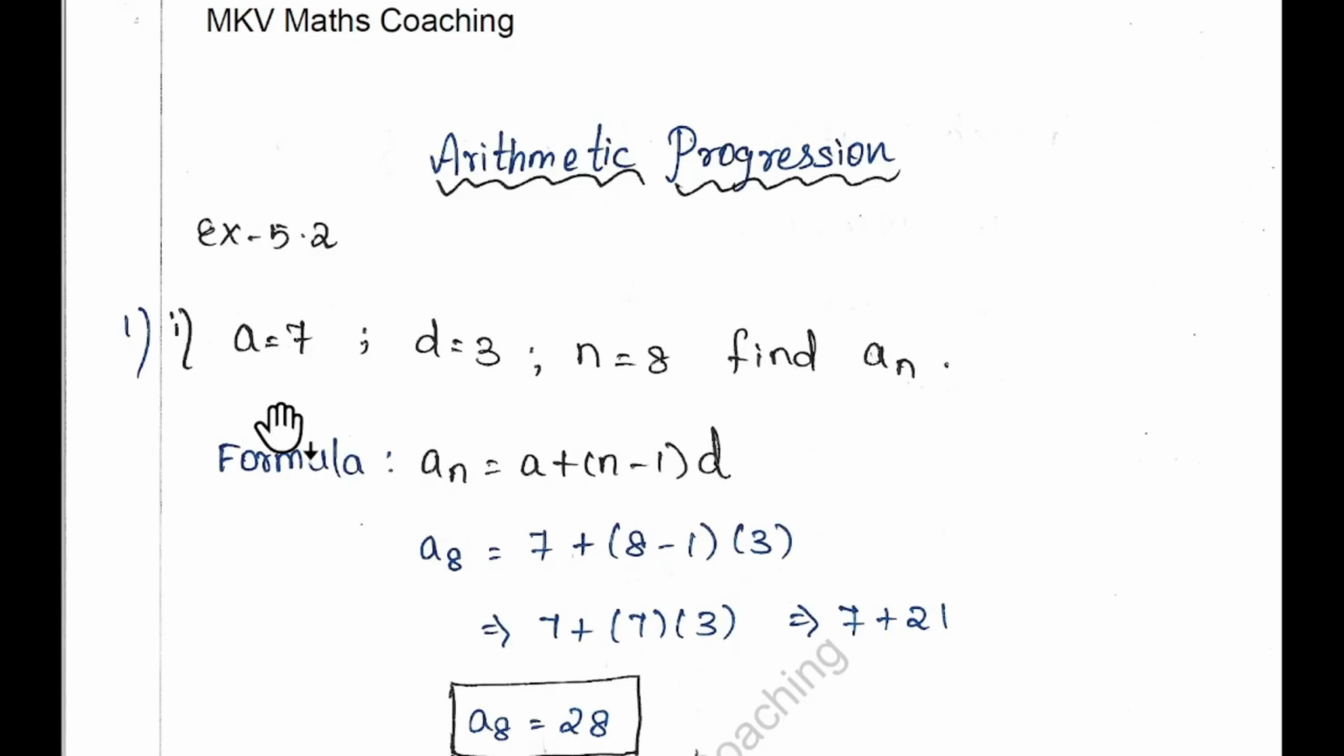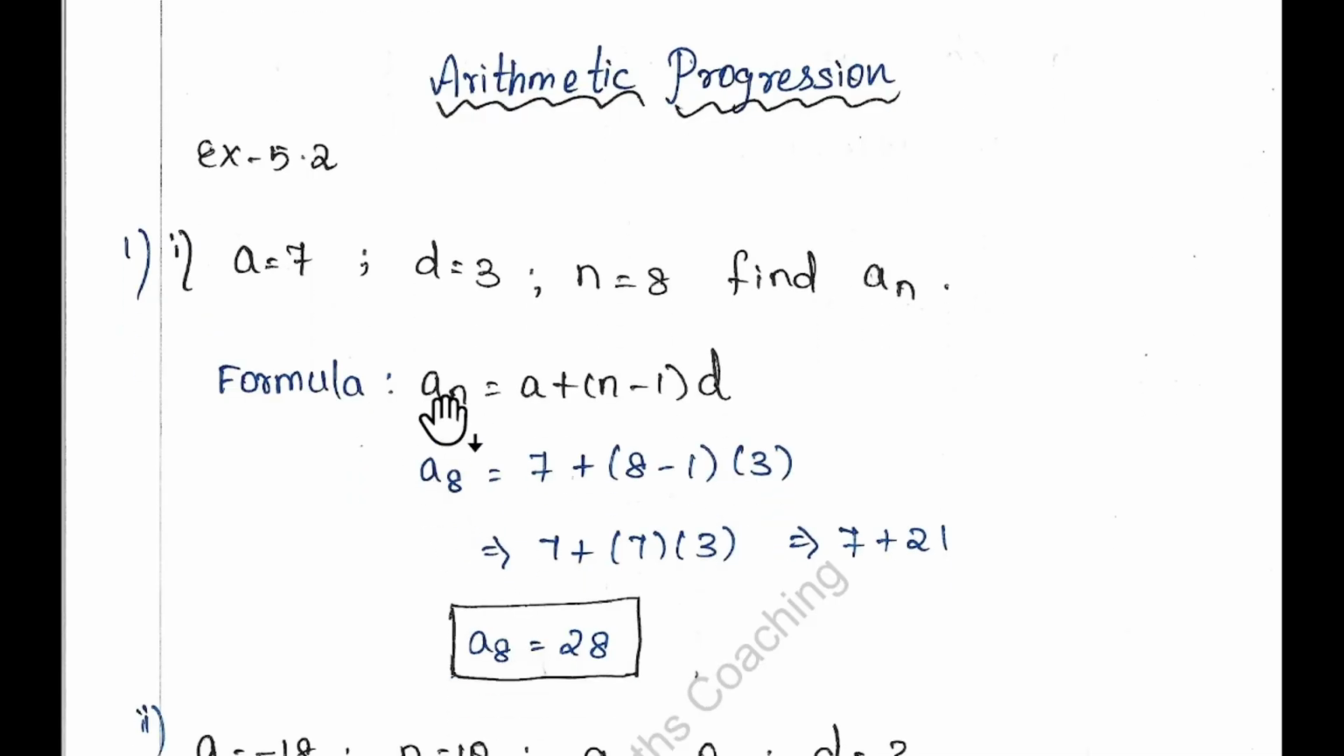In this first question, they have given a as 7, d as 3, n as 8. n is the number of terms, d is the common difference, a is the first term, and you need to find an. Just substitute the known values in this formula so that you will get the an value. Always replace this n with this n. an is a8, so in this series, we have 8 terms, so a8 you are going to find. That is the nth term here.